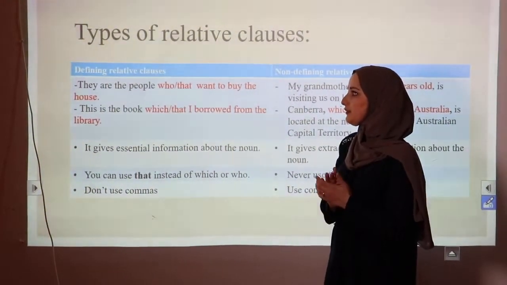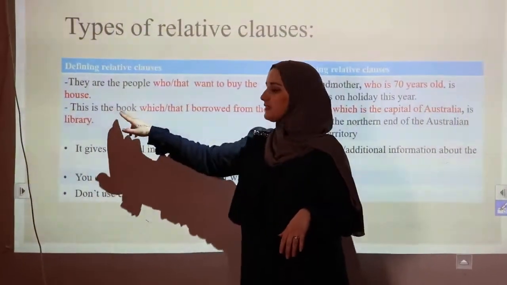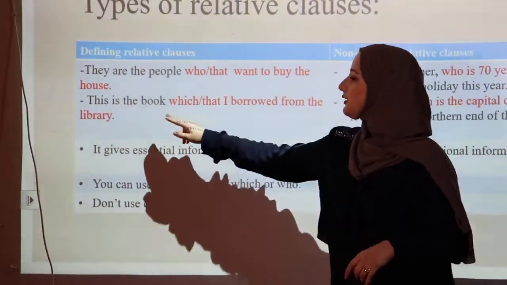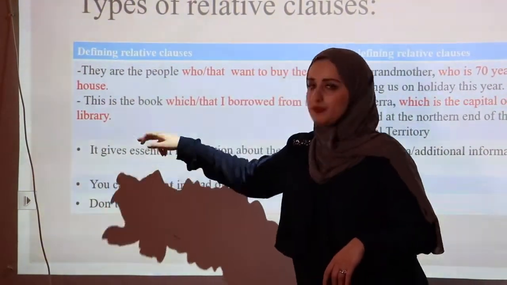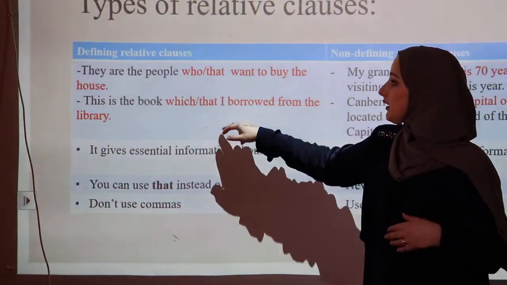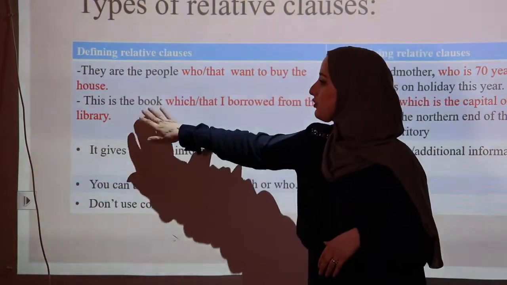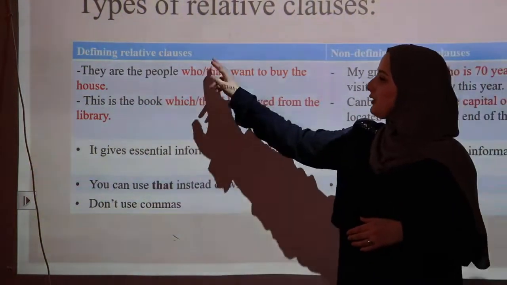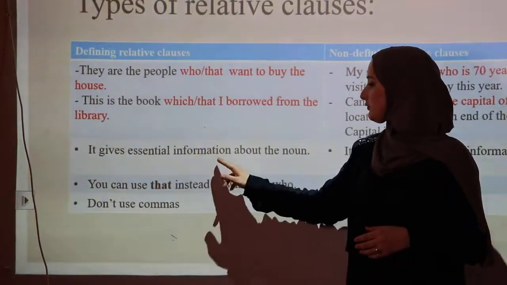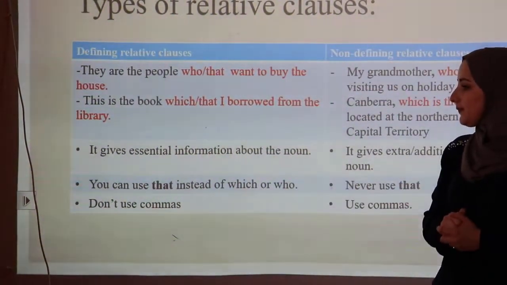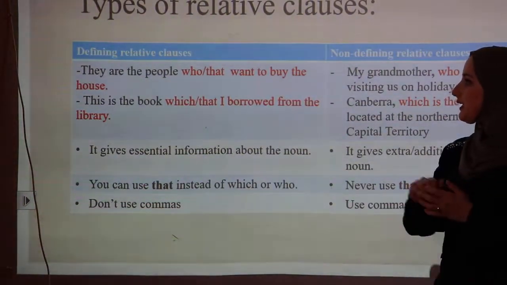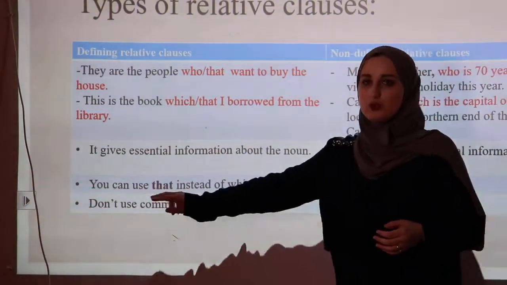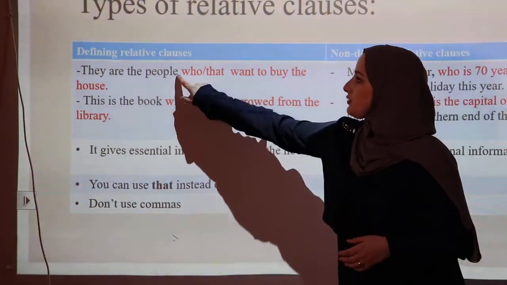Another example of a defining relative clause. This is the book which or that I borrowed from the library. So this relative clause is very important and we can't miss it because it gives an essential piece of information about the book. So we can say that a defining relative clause gives essential information about the noun. Another important thing to know is that in defining relative clauses, you can use that. And you don't use commas. So there are no commas here.